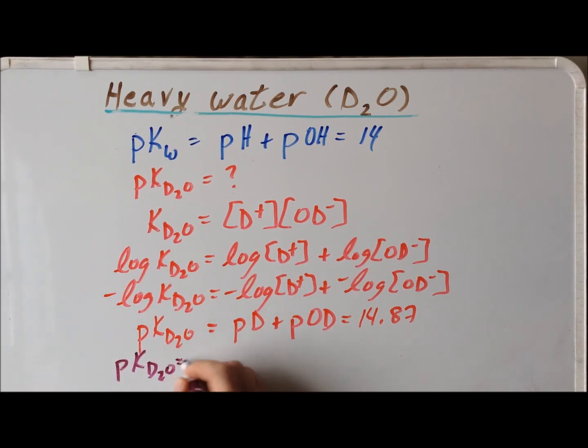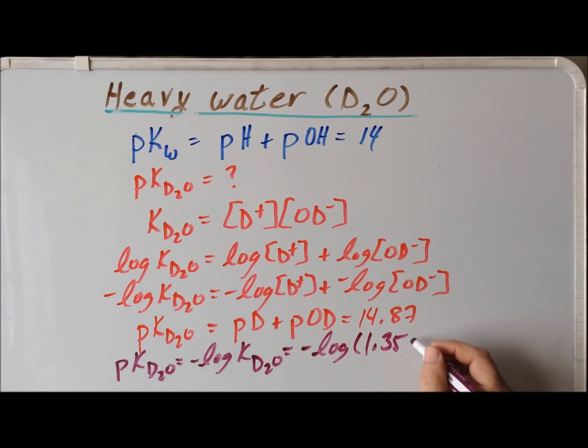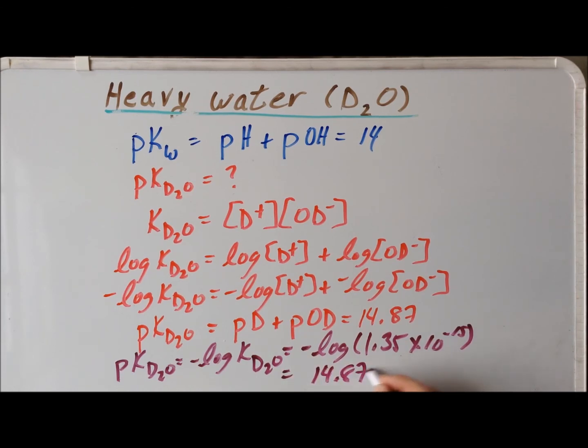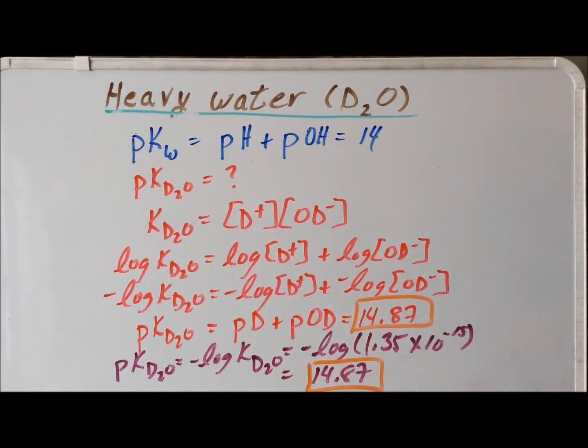Now, as a final check, we can use the fact that the pKD2O is the negative log of the equilibrium constant, the KD2O. So this is the negative log of 1.35 times 10 to the minus 15. And if we take that logarithm, we find that it is exactly 14.87. So our parallel between heavy water and ordinary water is complete.